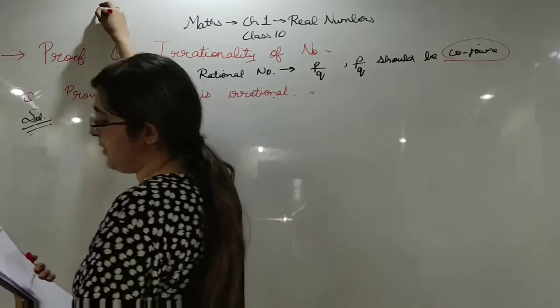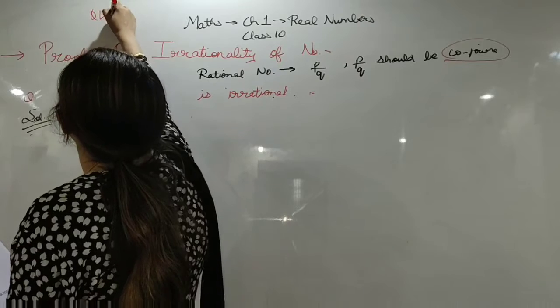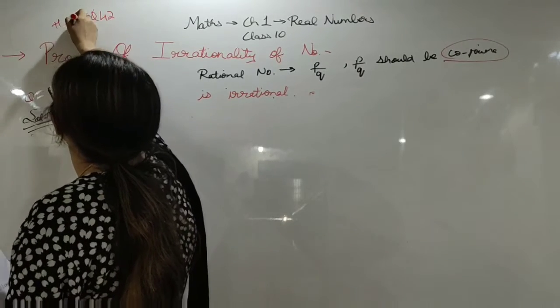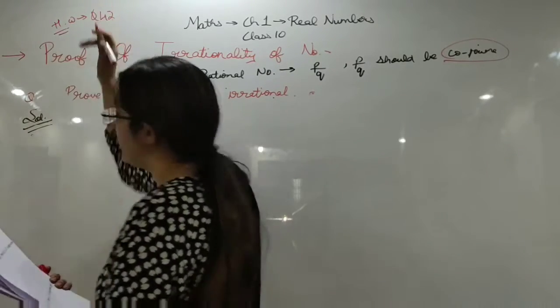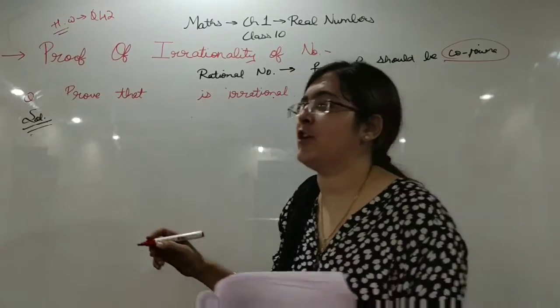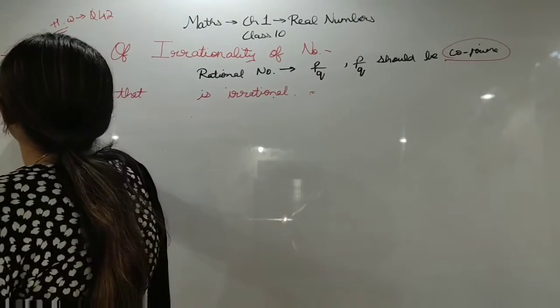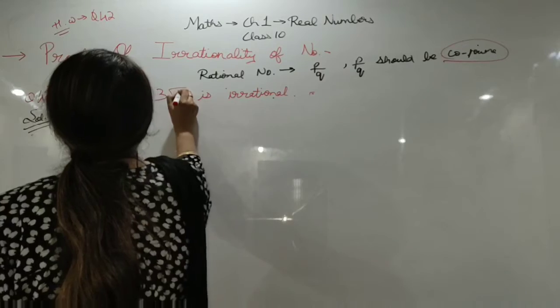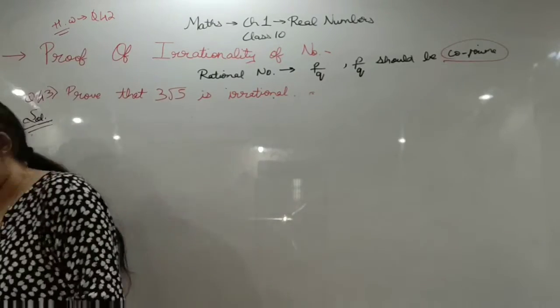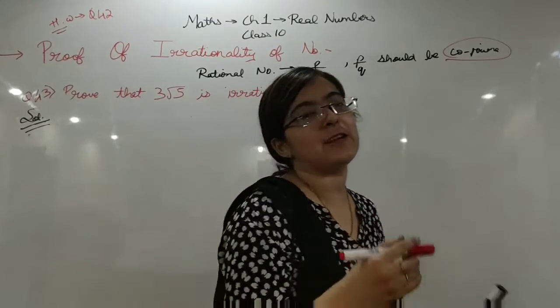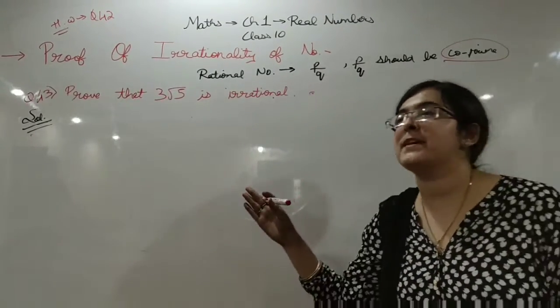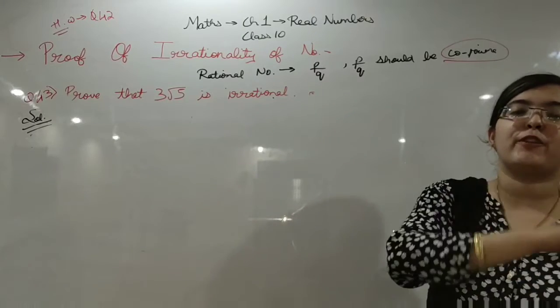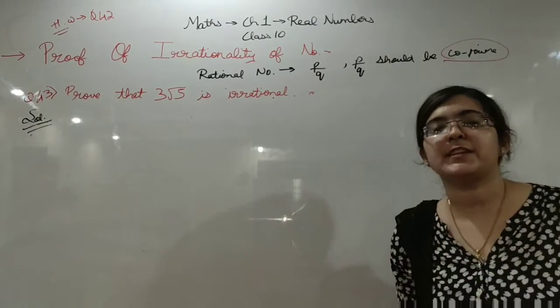Okay, so 42 was your homework question. Okay, question 42. Now students, see question number 43. Prove that 3 root 5 is irrational. Okay, now the questions that we will solve, these are based on the 3 questions: question 40, 41 and 42.